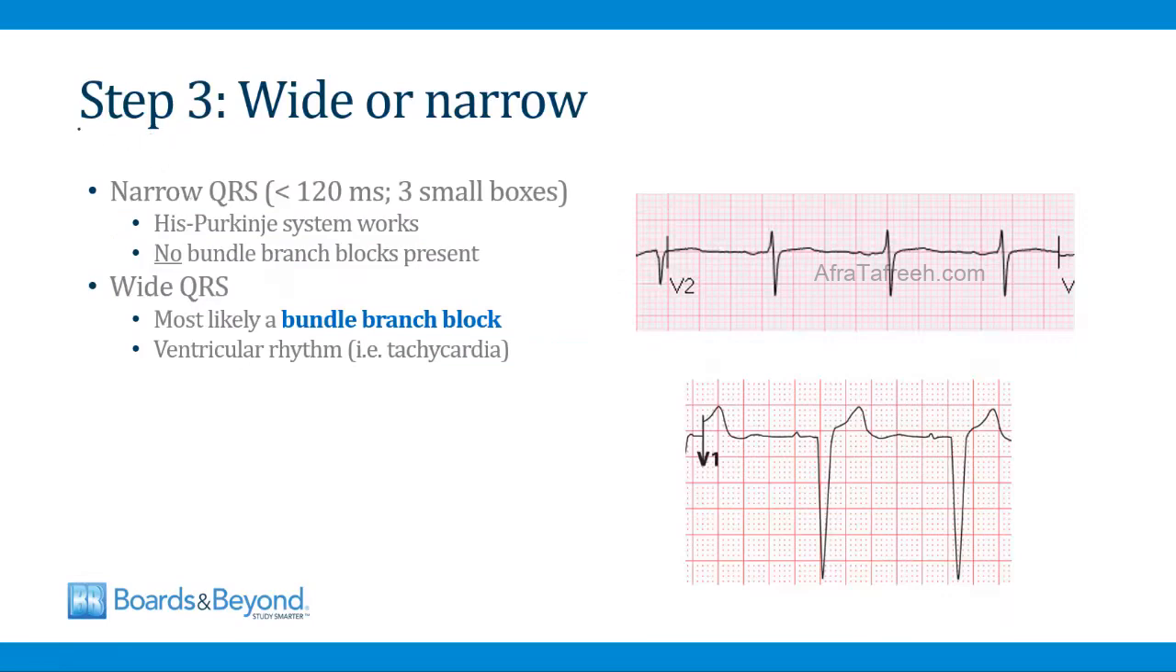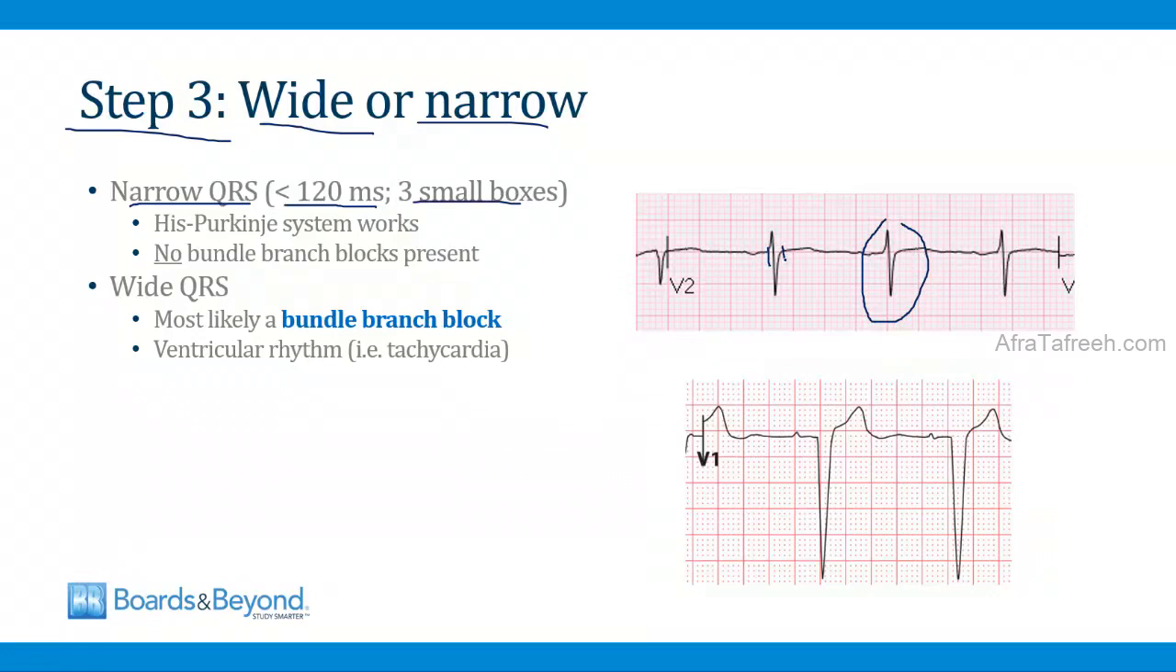So now let's move on and talk about step 3, which is to determine whether the QRS complex is wide or narrow. A narrow QRS means a normal QRS duration, which is less than 120 milliseconds or 3 small boxes wide. If you look at the top right side of the screen, this is a normal width for the QRS complex. Note that it starts about here and ends about here, and this is about 2.5 small boxes wide, so that is a normal duration of the QRS complex. We call that a narrow QRS.